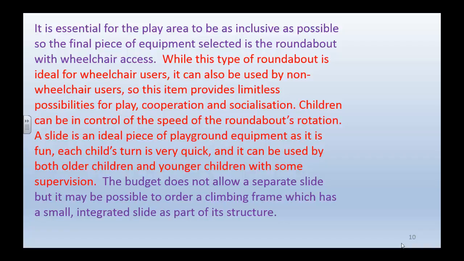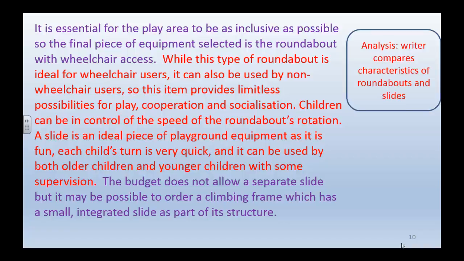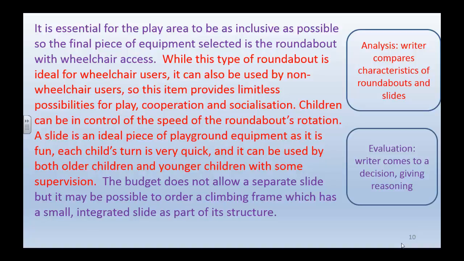The writer then makes a decision to choose the accessible roundabout as the final item. This choice is a response to the specification that the play area needs to cater for all children at all levels of physical ability, but the writer also gives her own evaluation of the roundabout by pointing out that this item will encourage sociability and cooperation. In this way, the writer provides an analysis of the benefits of this type of roundabout, while also justifying its inclusion, or in other words, giving supporting reasons for its choice.